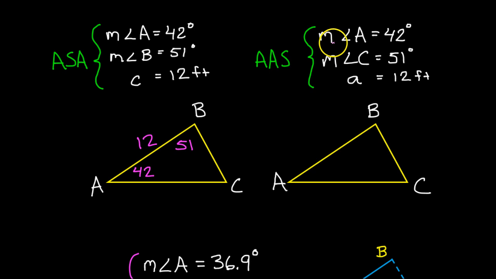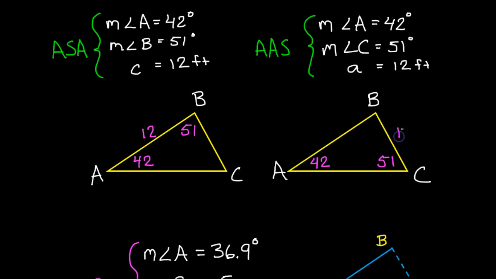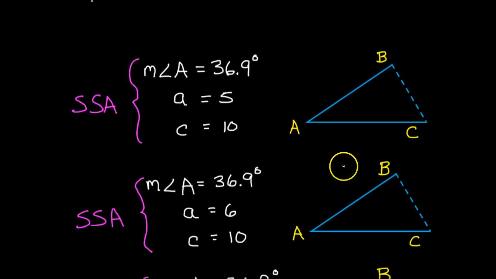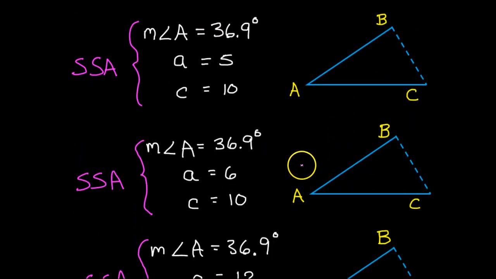Similarly, if I give you the measure of angle A is 42 and the measure of angle C is 51 and side a is 12. Side a would be across from angle A, so the 12 would go right here. So again, you've got your angle, angle, side, and again we could easily solve this using the law of sines because this is the only way this triangle could look. Now, compare these two cases, angle, side, angle, like this, angle, angle, side, like this, to the infamous side, side, angle, aka the ambiguous case.